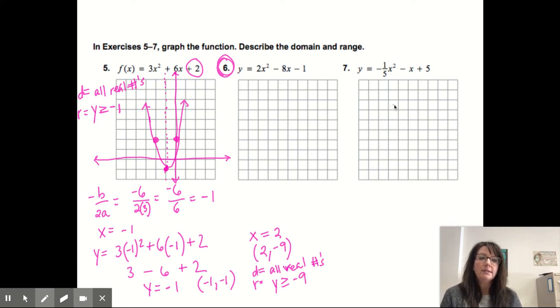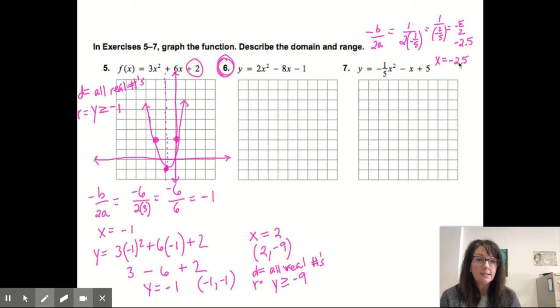All right. And then for number 7, hopefully you can realize that this is going to be opening down. It's going to open down because of this negative. So we have to first do our negative b over 2a. In this case, it's going to be the opposite of -1, which is +1, over 2 times this negative 1/5. Well, won't this be fun? This is equal to 1 over negative 2/5. So we can't leave a fraction there. We have to multiply by the reciprocal, which is negative 5 over 2. And I could probably just take that to a decimal, negative 2.5. So that's our axis of symmetry right there, negative 2.5.